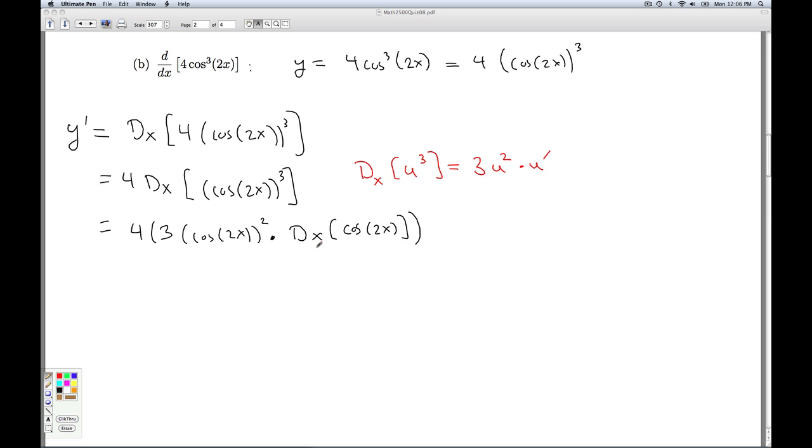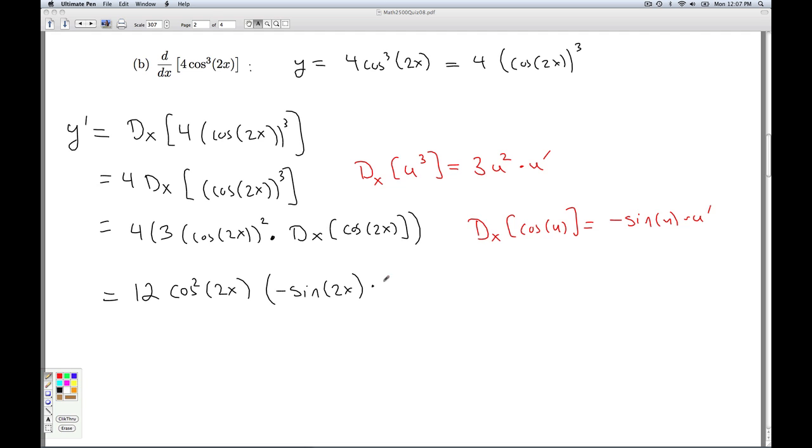Now I'm taking the derivative with respect to x, and I have something other than x inside the trig function. So I have to use the chain rule again. What's the derivative of cosine of something? It's negative sine of that thing times its derivative. So I've got a 4 times a 3, that's 12. I've got cosine squared 2x. And I'm taking the derivative of this. So this is going to be times negative sine of 2x times the derivative of what's inside.